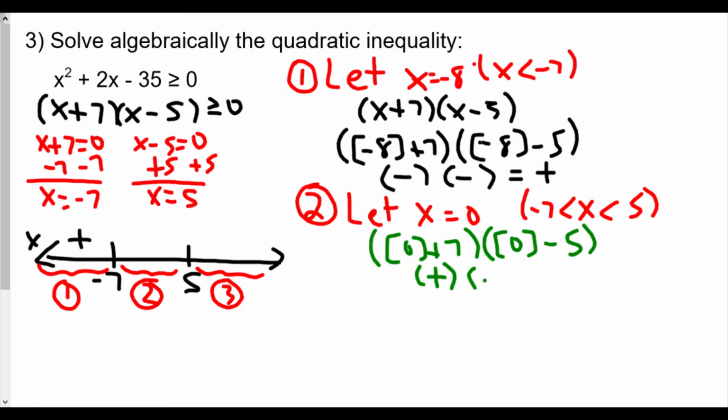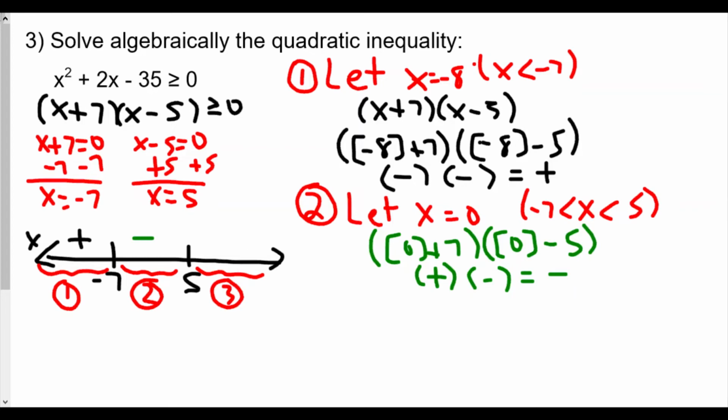And 0 minus 5 is a negative number. And we know if we multiply any positive number by any negative number, our result will be negative. So that means that any number we plug into the expression x squared minus 2x minus 35 that's between negative 7 and 5, we'll get a negative result.